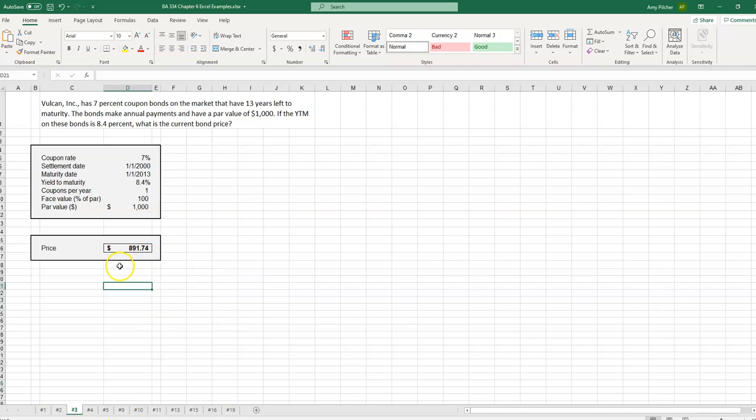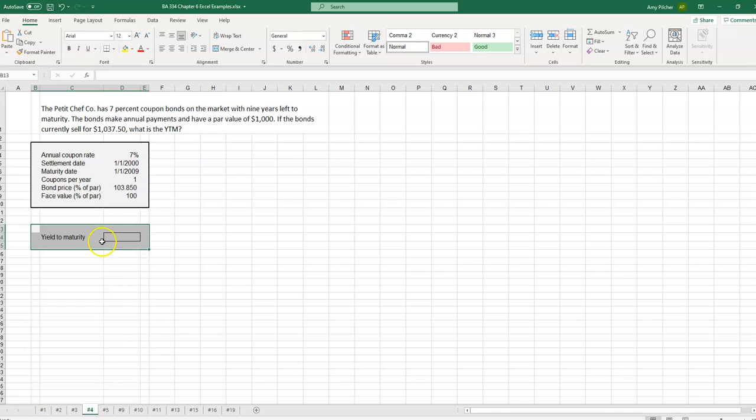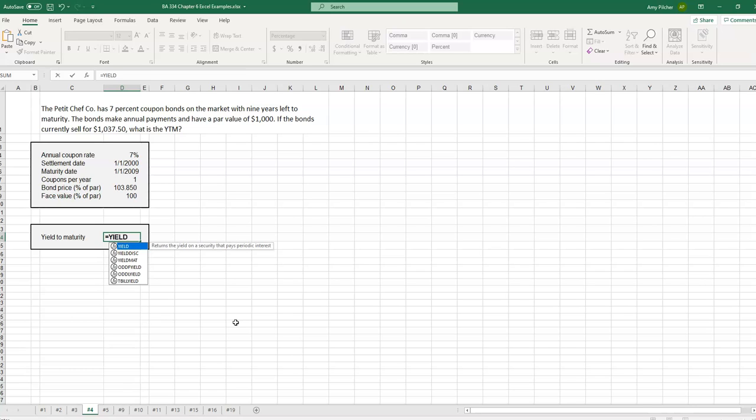This would be a discount bond. It is trading currently for less than the par value. In this next example, we're going to use the yield formula. So that was the second formula that was introduced in Chapter 6 in Excel. So we type in yield, and we're going to get the yield to maturity for this bond.